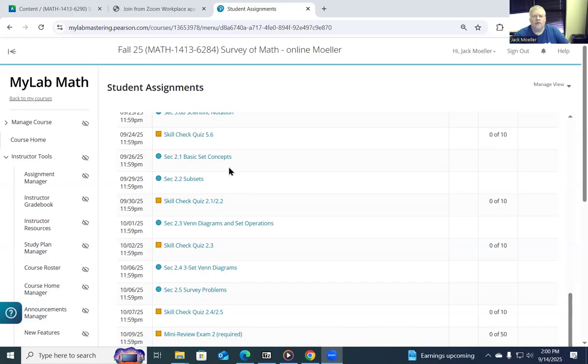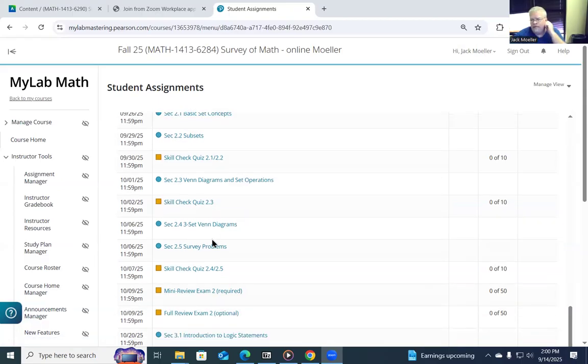So 2.1, 2.2, that's a lot of definition style stuff. 2.3, 2.4, 2.5, that's when we start getting into operations. If you've ever dealt with union and intersection, that's the sort of thing we'll be doing. Okay, so that's our next 4 weeks. We're going to spend a lot of time with our Venn diagrams and our sets and learning definitions.